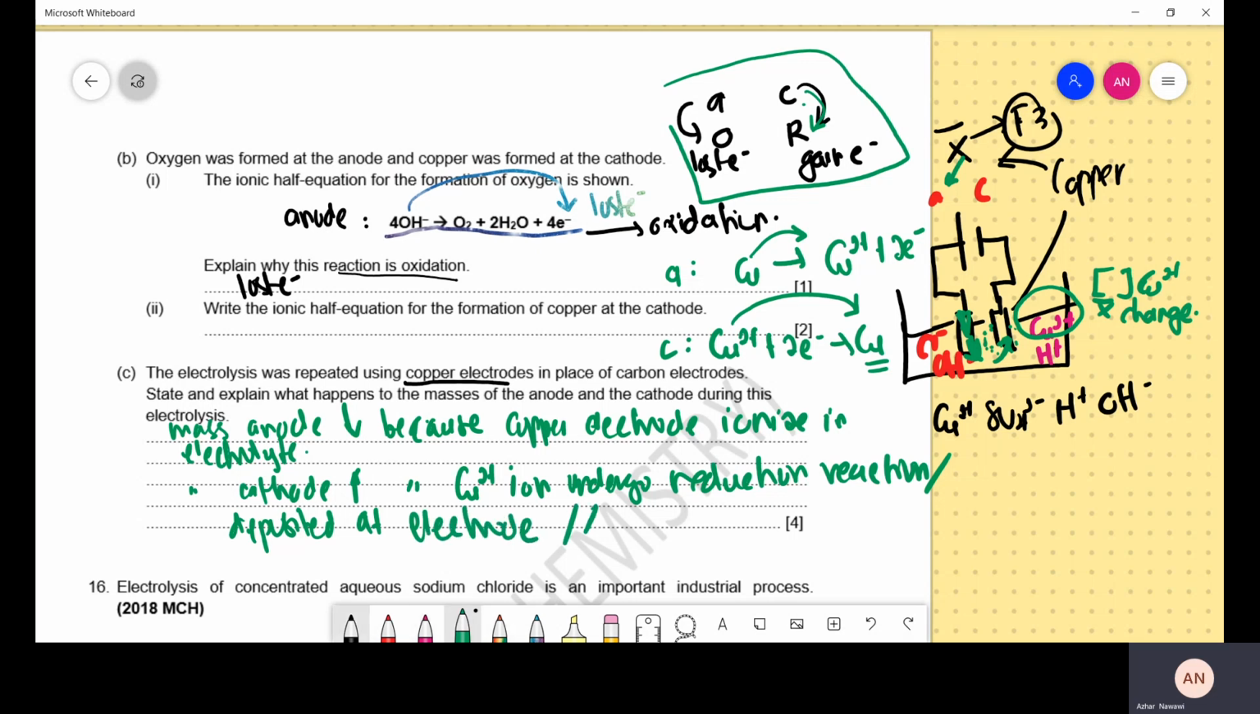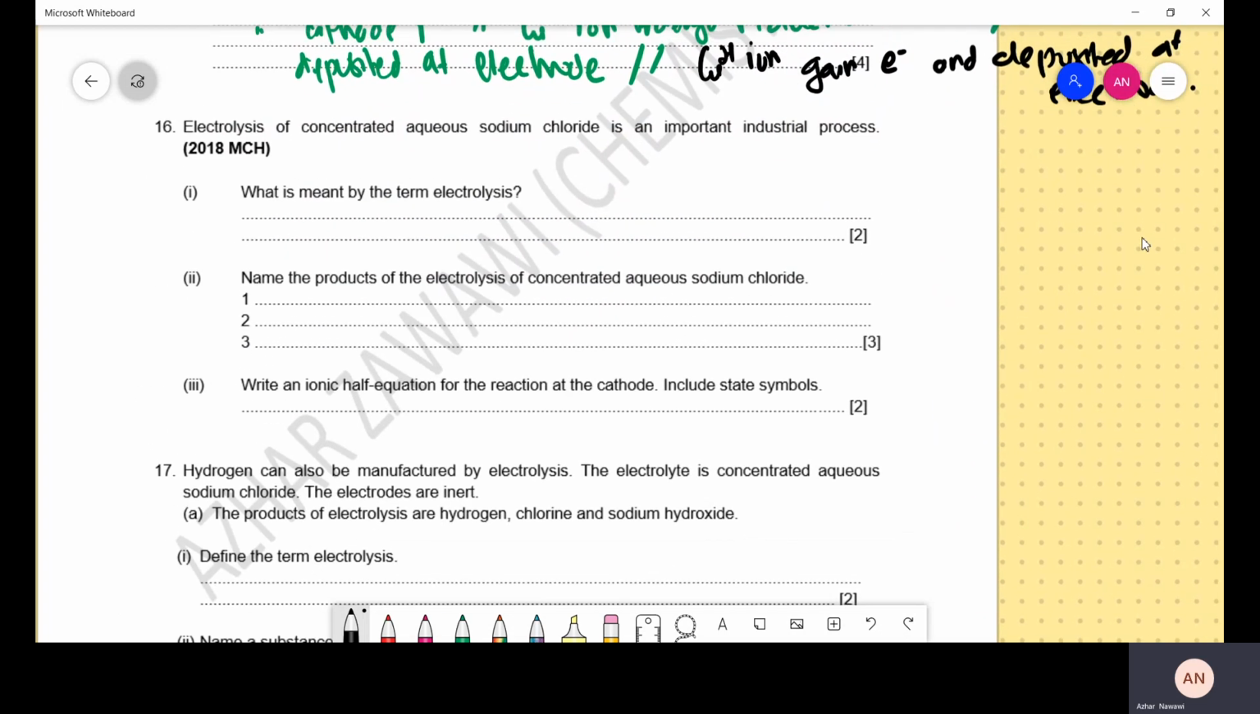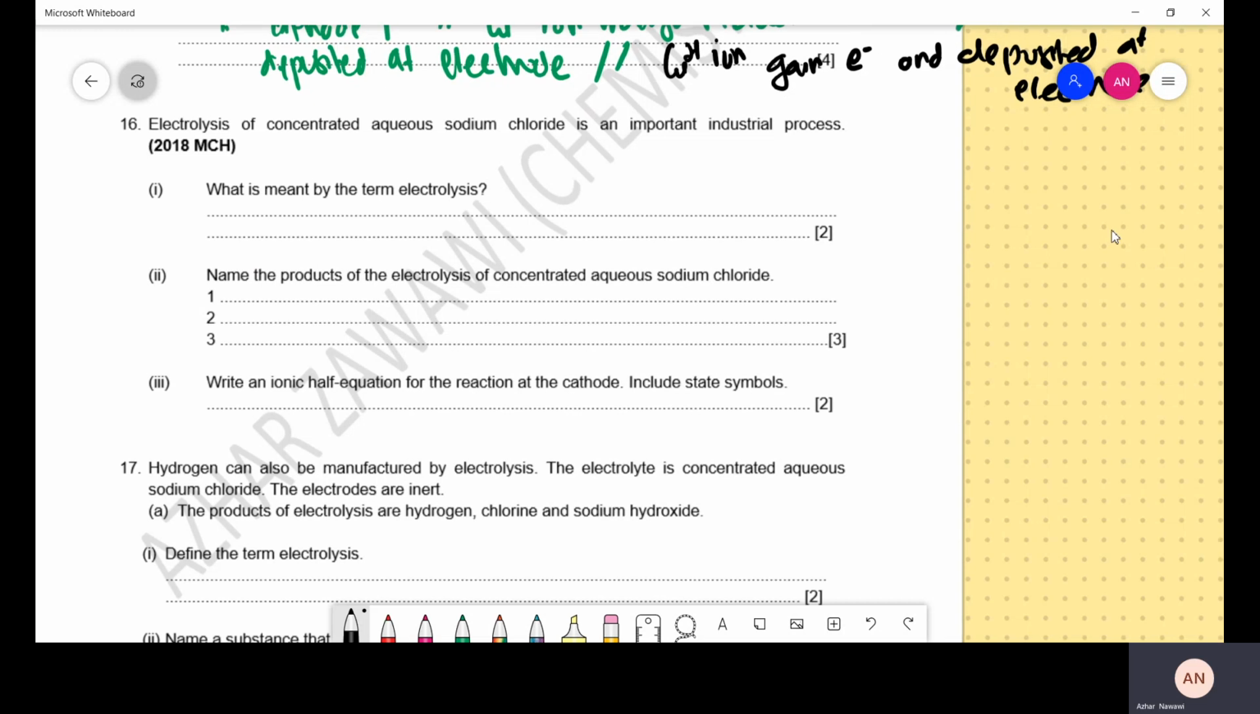Or you can answer also Cu2+ ion. If you are thinking about oxidation and reduction, you can see here Cu2+ is close to the electrons, which means they gain. Cu2+ ion gains electrons and is deposited at the electrode. Either one, the same thing. You can mention what direction occurs. So very easy. Okay, the last part, the last two questions.